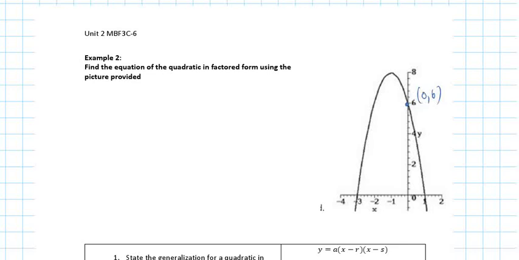So we're gonna look at finding the equation of a quadratic in factored form using either a graph or given information. Okay? So the question is, I need to find an equation in factored form. So what is the factored form? What's the general form of the factored form? Factored form, your general form is y equals a times (x minus r) times (x minus s), where r and s are your zeros.